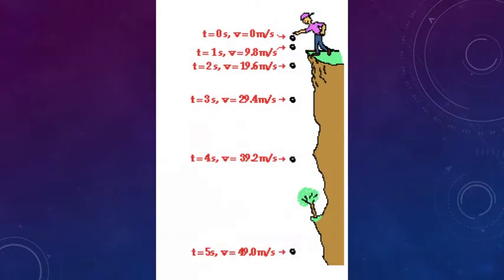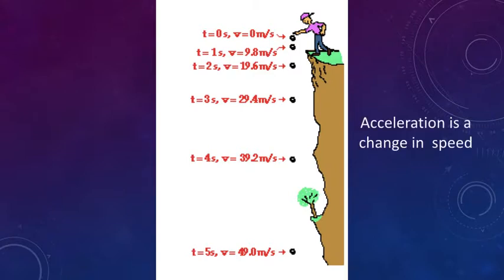But if it was higher, you'd find that in the second second of descent, the ball would drop 9.8 plus 9.8 meters, or about 60 feet. The distance traveled each second increases by 9.8 meters. That means the speed increases each second. That change in speed is called acceleration.